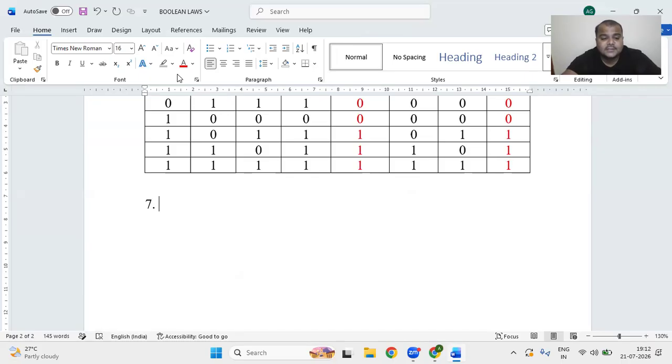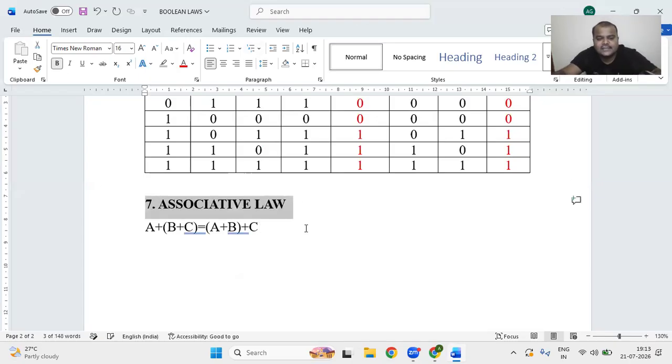Okay. The seventh one is associative. Associative law. What does associative law say? A plus, the bracket is A plus B, so A plus B plus C is equal to A plus B plus C. See the bracket: first you have to do B plus C, and add it with A. In the second term on the right side, it's A plus B plus C. Understood? It's a very easy law.